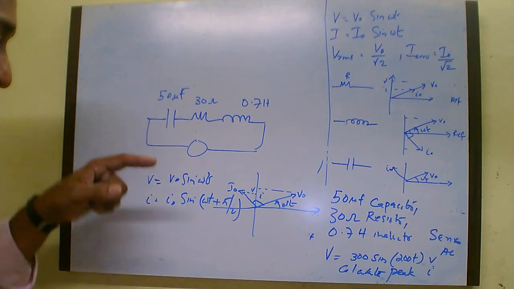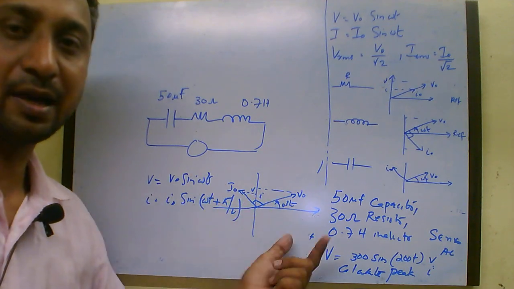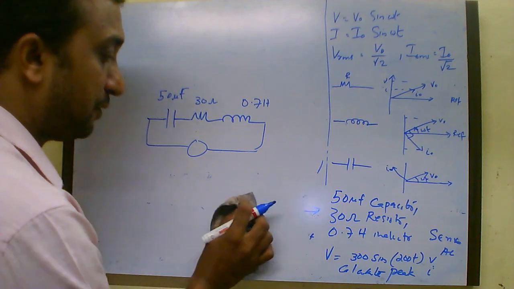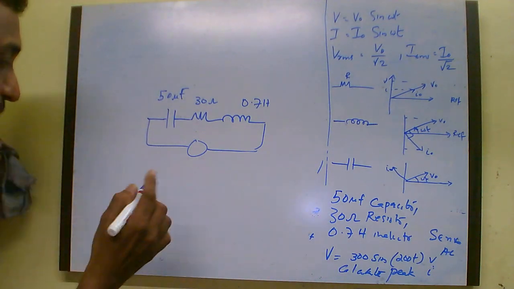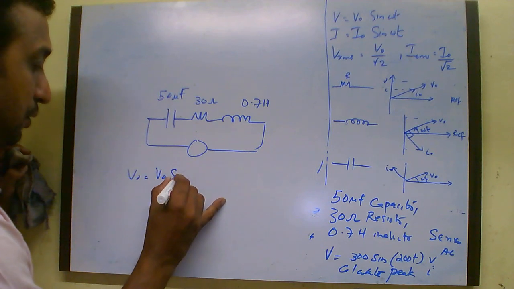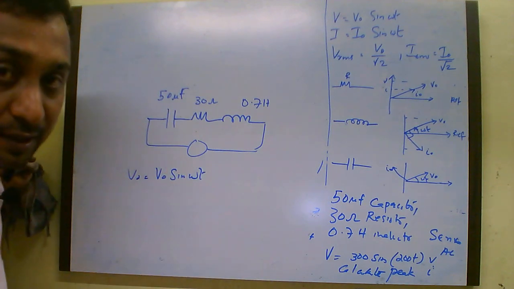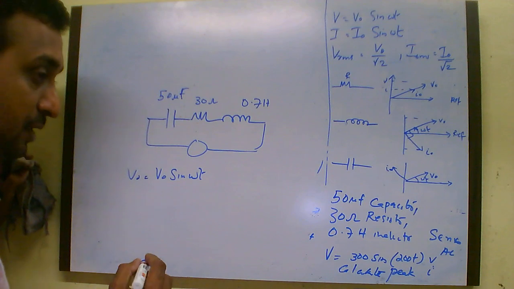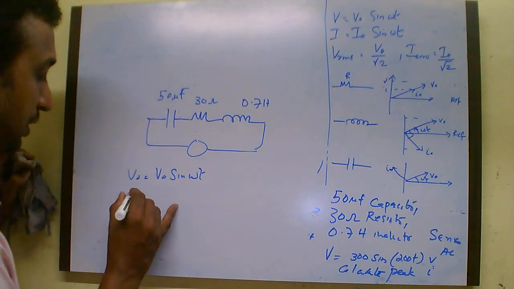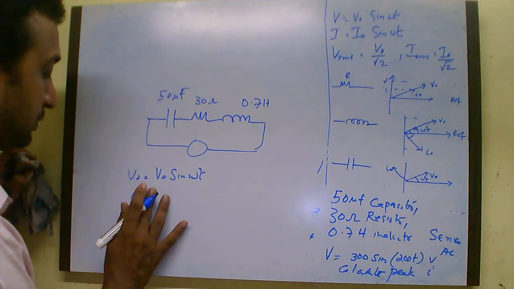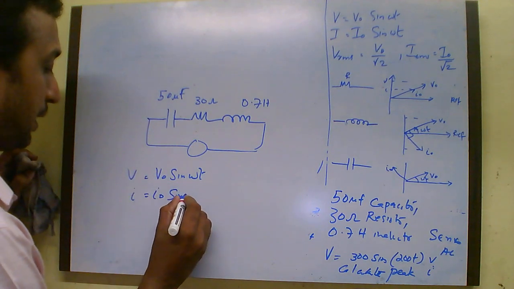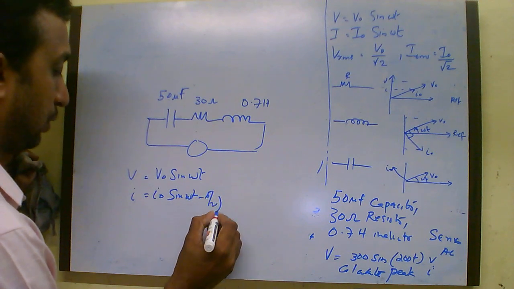Similarly, current leads the voltage by an angle of 90 degrees in a capacitive circuit. Now, if you take the case of an inductor, you apply the voltage V equals V0 sin omega t across the inductor. Because of the back EMF, the current lags behind the voltage by an angle of pi by 2. So you write it as I equals I0 sin(omega t minus pi by 2).